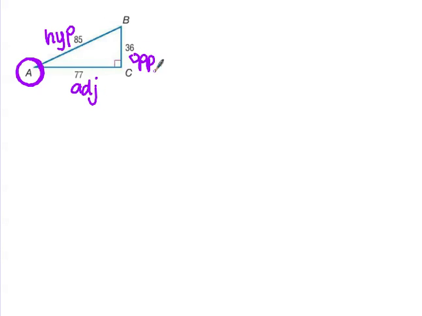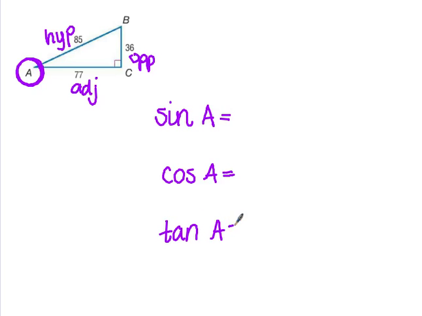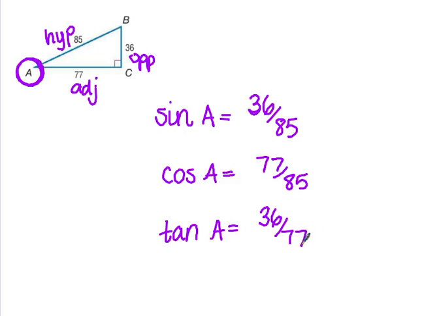What side is 36? Opposite. So I need to do sine, cosine, and tangent. So what is the sine of A? 36 over 85. Okay, that group back there, I heard a lot from you. So I want you to tell me what the cosine is. Good. Okay, this group up here, what's the tangent? 36 over 77. Perfect.